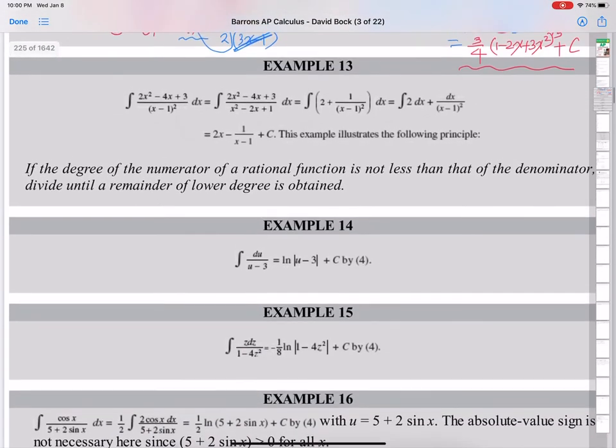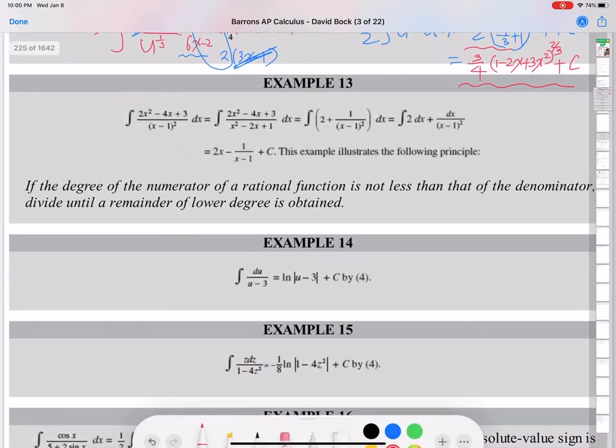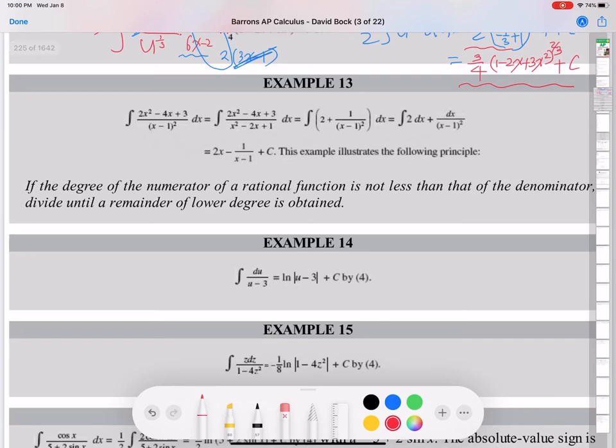Example 13. Integral of (2x squared minus 4x plus 3) over (x minus 2)... actually (x minus 1) squared. There are many ways to solve this problem, actually, right? But I'm not going to use substitution. I'm going to show you a better way. Just expand the denominator part, so you're going to make this, right? And then just use long division.